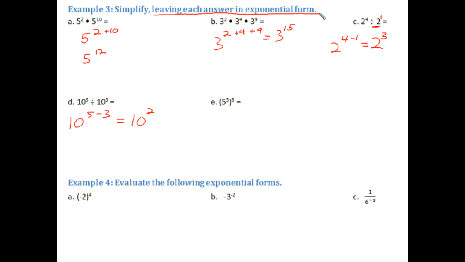In part E, we have a power to a power, and so we learned when we have something like that, we're going to multiply the exponents. So that's 5 to the 18th, 3 times 6.